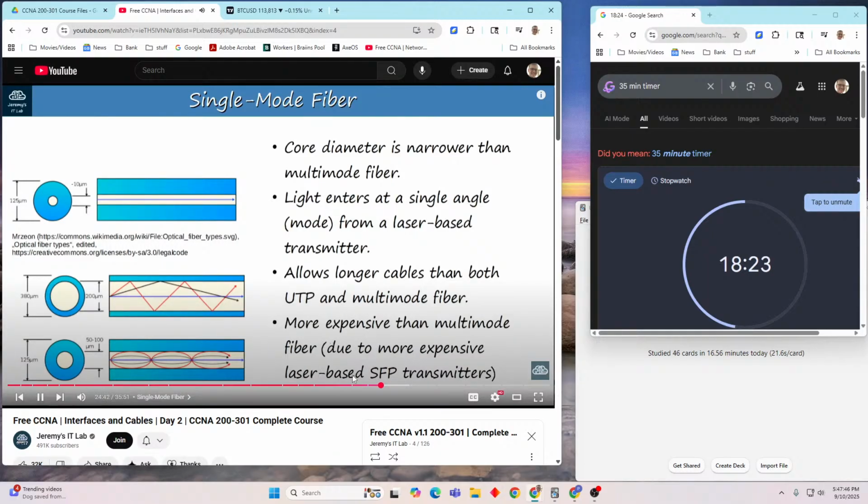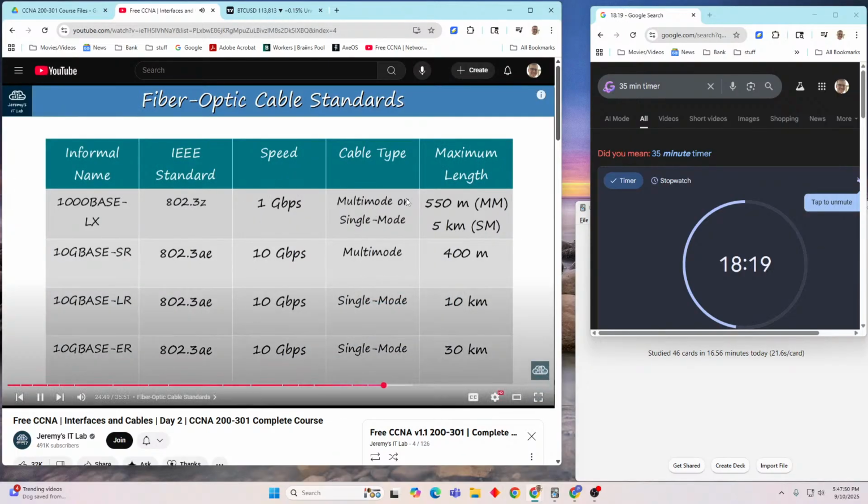Okay, now let's look at some standards for fiber optic cables like we did with UTP cables. Here's another chart like the one we looked at for copper UTP cable standards, this time for fiber optic cables. First up is a standard for 1 gigabit Ethernet over fiber, known as 1000BASE-LX. It is defined in the 802.3z, or Z, standard. This standard can be used over single-mode or multi-mode fiber cables, and you can see the difference in the maximum cable lengths: 550 meters for multi-mode fiber, and 5 kilometers or 5,000 meters for single-mode fiber.